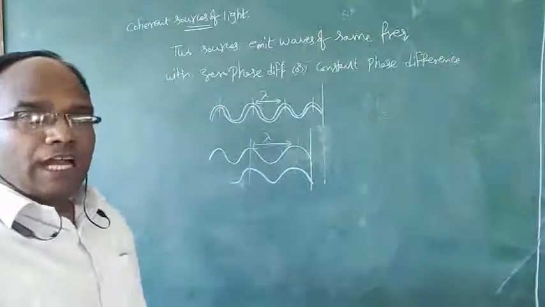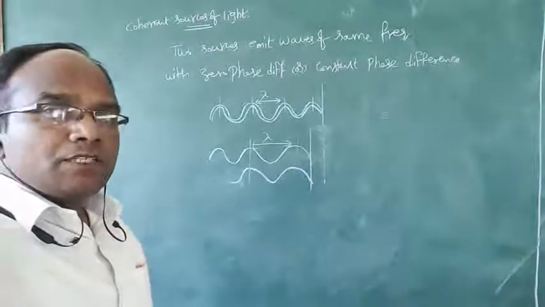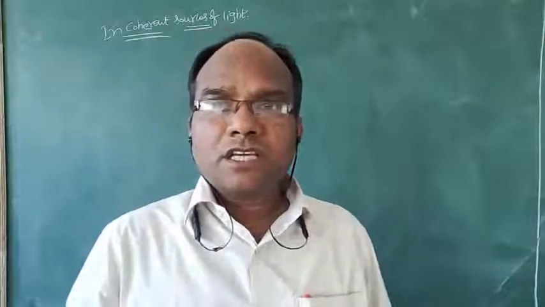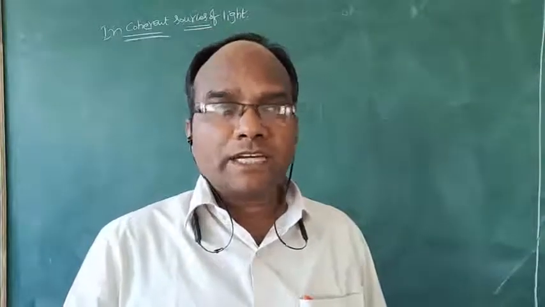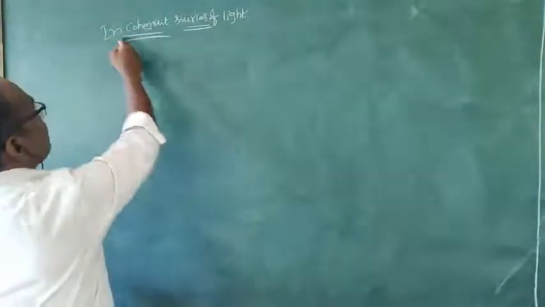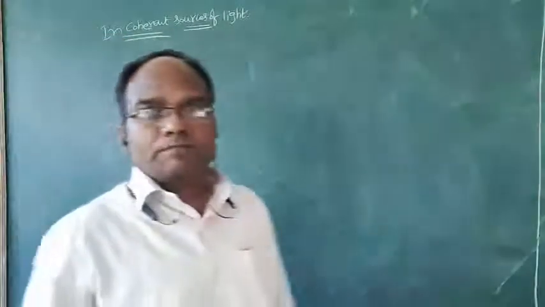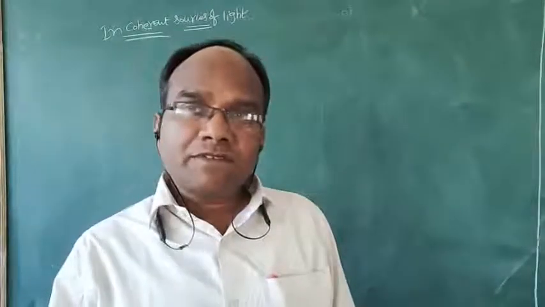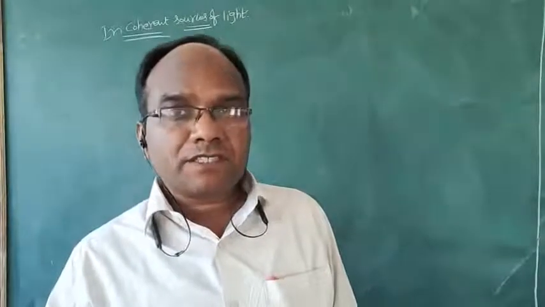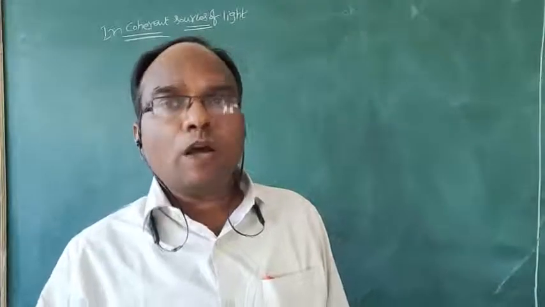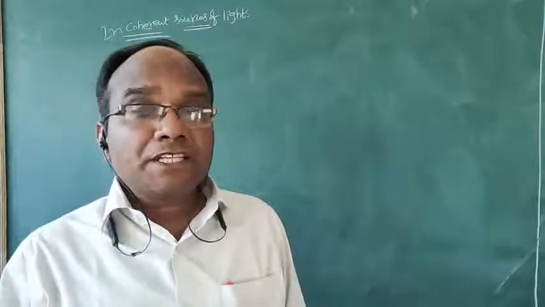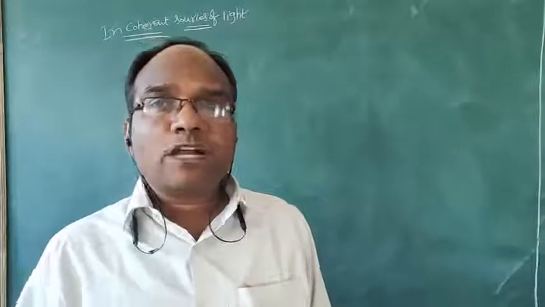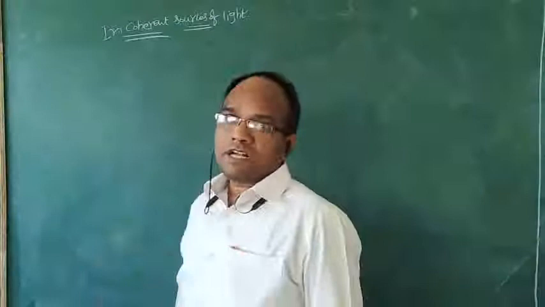Now, what is the meaning of incoherent source of light? Incoherent source of light means two sources of light having the same frequency or different frequencies, but not having a stable phase difference. Then that is called an incoherent source of light.